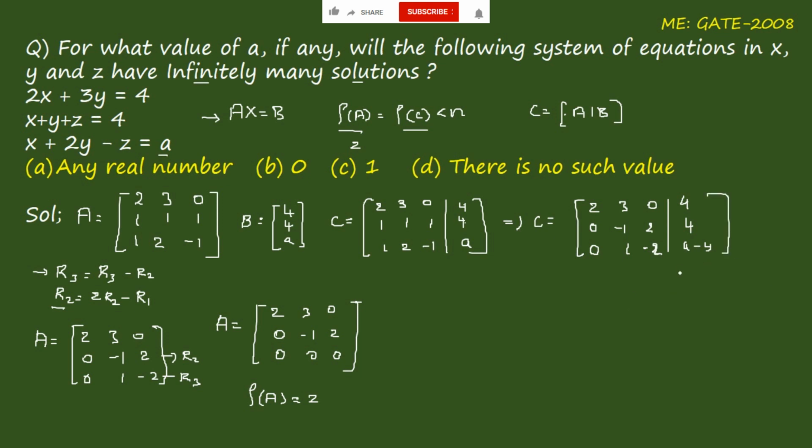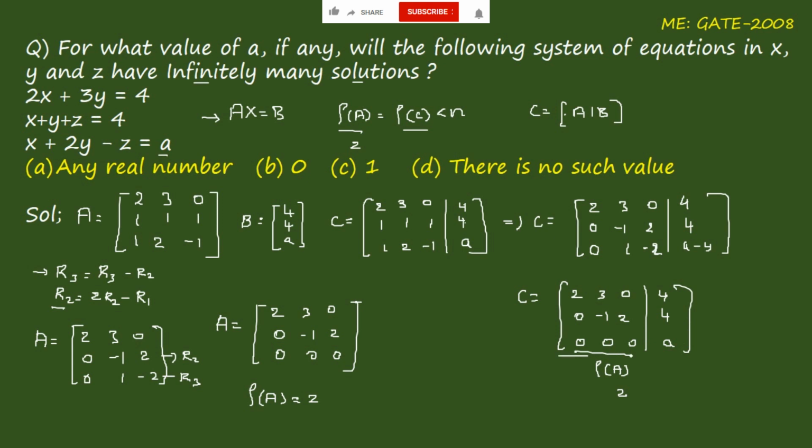Now what we do is just add both of them. So C becomes 2, 3, 0, 0, minus 1, 2, it becomes 4, this is 4, and this is 0, 0, 0, and this becomes C, right? Now this is the rank of A, this is a matrix. So the rank of A is 2, we got it.